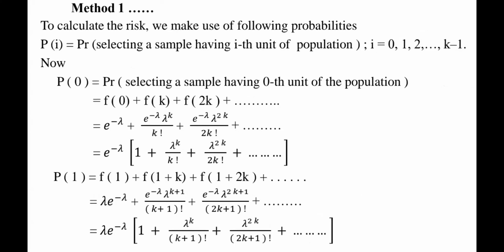In that case, to calculate this, we need to calculate the corresponding probabilities. Which probability do we need? We need the probability of selecting a sample having the 0th unit of the population. If the 0th unit of the population comes into a sample, what is the chance of choosing such a sample? And this has been calculated with the help of the Poisson distribution.